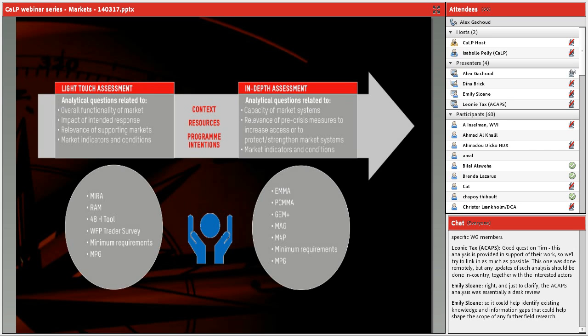And if this is used in the early phase of early recovery, it can inform future interventions. The market analysis guidance is also there. The M4P, making market work for the poor. Minimum requirements for markets. There are also elements for market system analysis. And the MPG toolkit also entails elements for market system analysis.